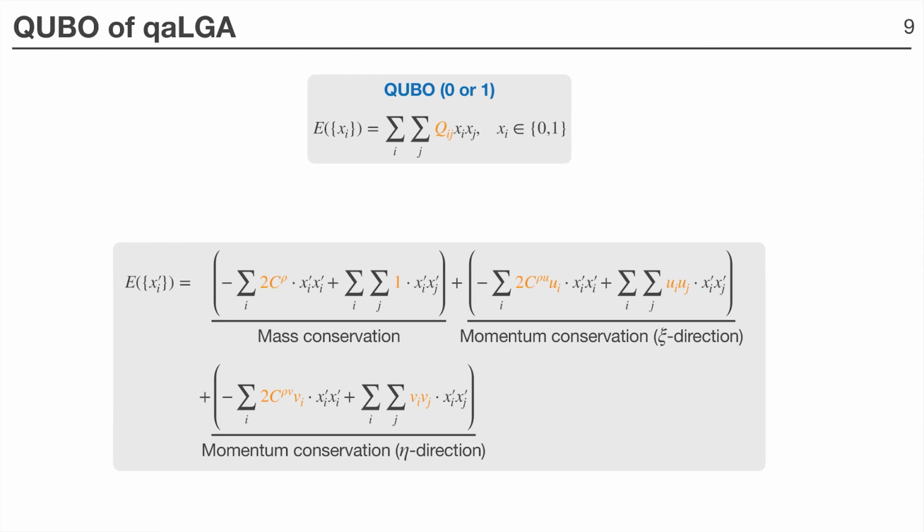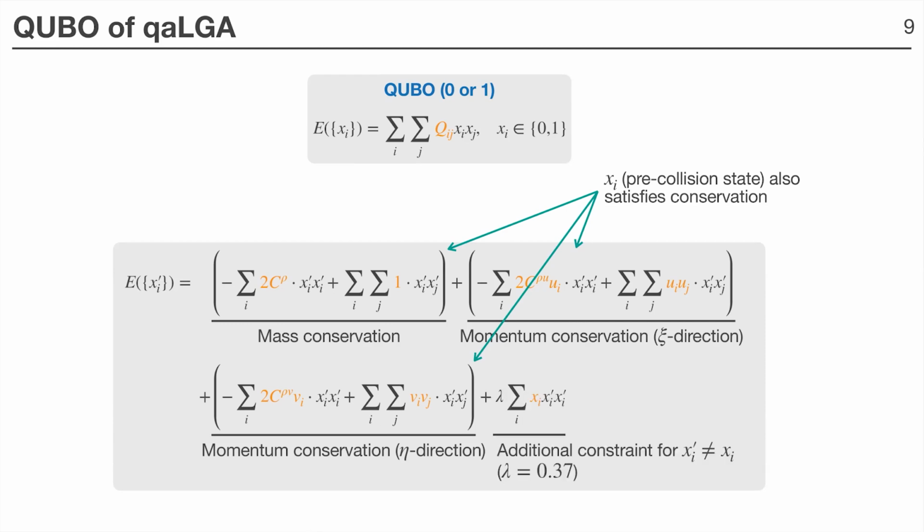So these are okay, but not sufficient. The reason is xi, which is the pre-collision state, also satisfies the conservation equations. So what we want to get is xi prime, not xi, right? So we add additional constraints to obtain the xi prime, which is different from xi.